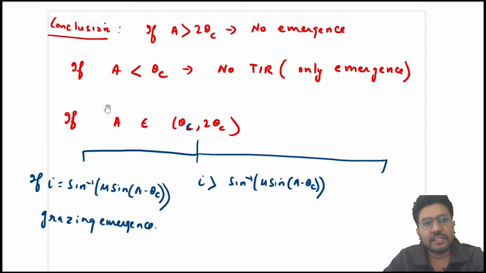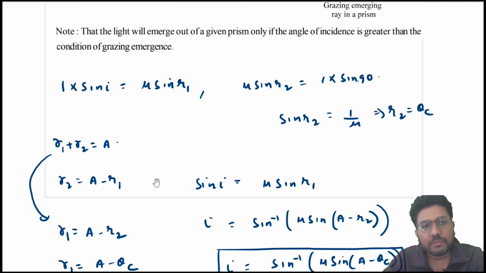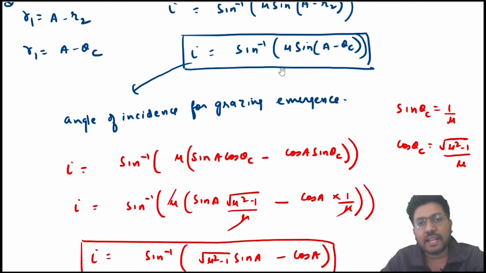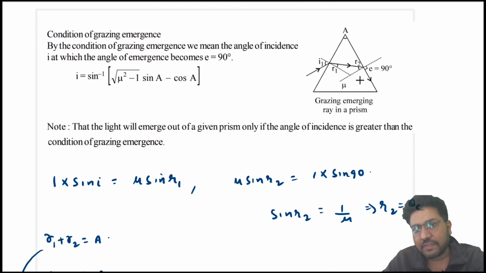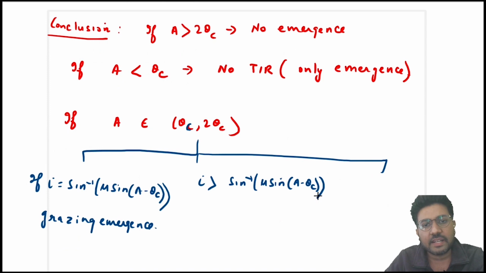See, if I is greater than this, because we have found out here I is equal to sine inverse mu sine A minus theta C, and for this particular angle that we have calculated, there is grazing emergence. Now if you increase I, R1 will increase. But if you increase R1, R2 will decrease, because R1 plus R2 is a constant. So if R1 increases, R2 decreases. If you decrease this, then it becomes less than the critical angle. If it becomes less than the critical angle, that means there is emergence. So what you will write here is, if I is greater than this, then you will say that light emerges.